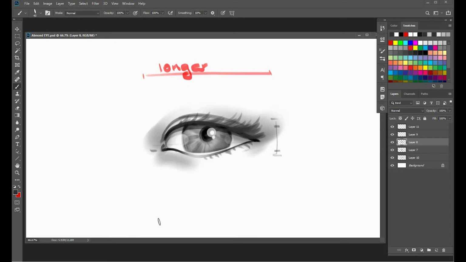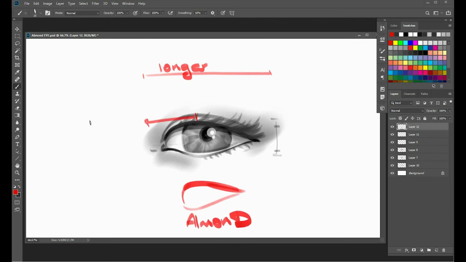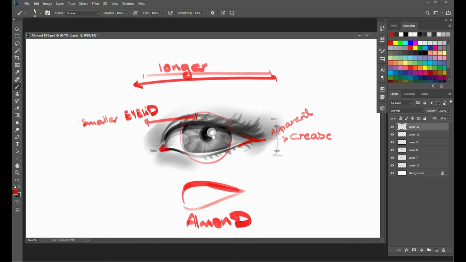They have a smaller eyelid and are longer in width than they are round, just like an almond. This eye shape tapers to a point by the tear duct and the outer eye. The outer part of the cornea is generally hidden under the top and bottom lids. There is also an apparent crease.